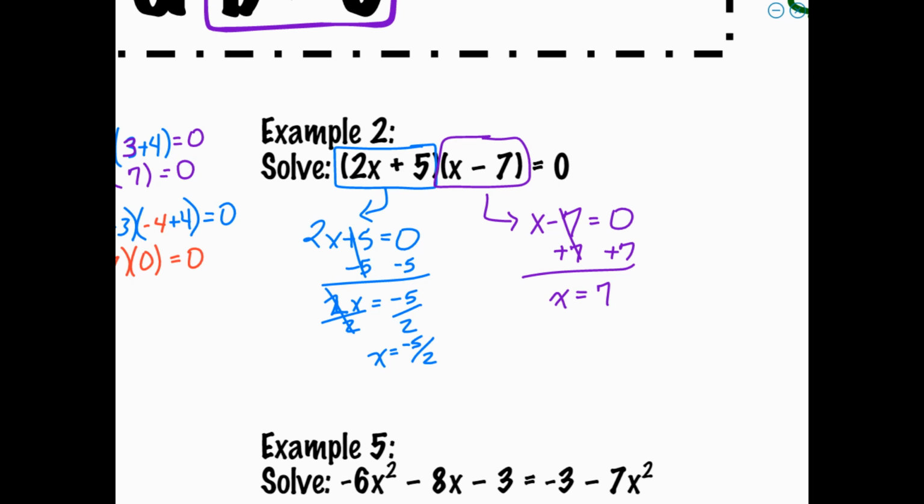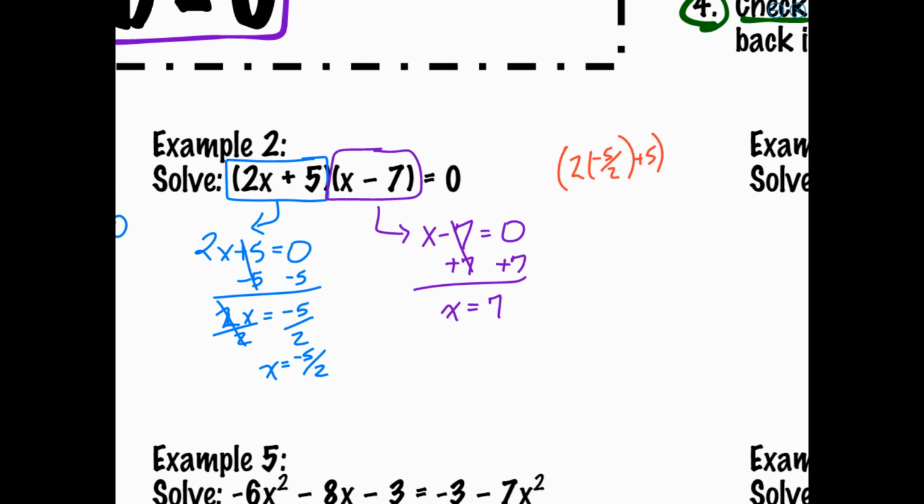Well, let's substitute them back in. And you can do this check on your calculator, right? So 2 times negative 5 over 2 plus 5, setting that equal to 0, times negative 5 over 2 minus 7. You can put it in the calculator just like that and see if it equals 0. The calculator will do all of this work for you.